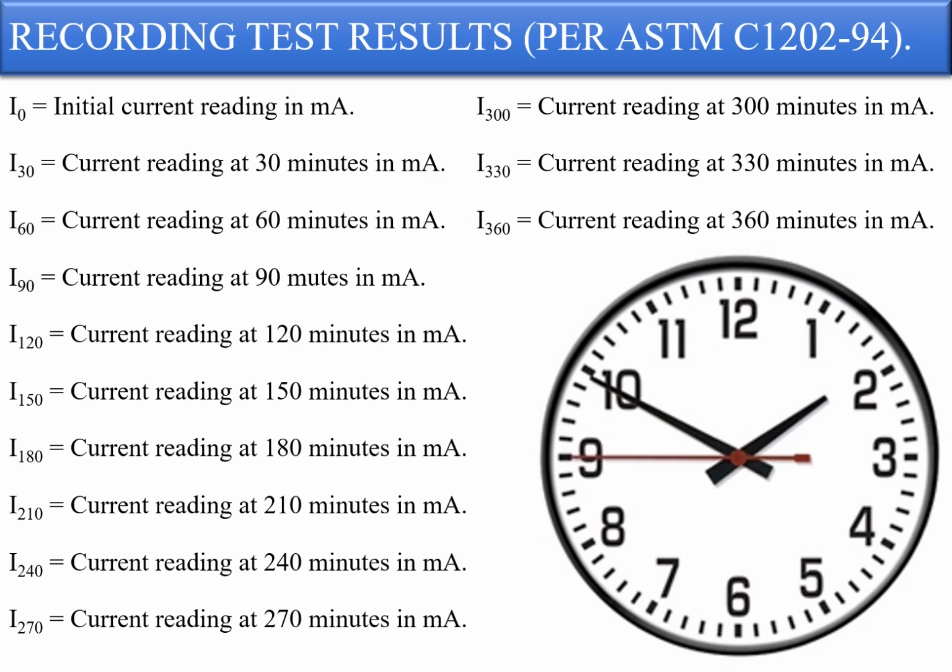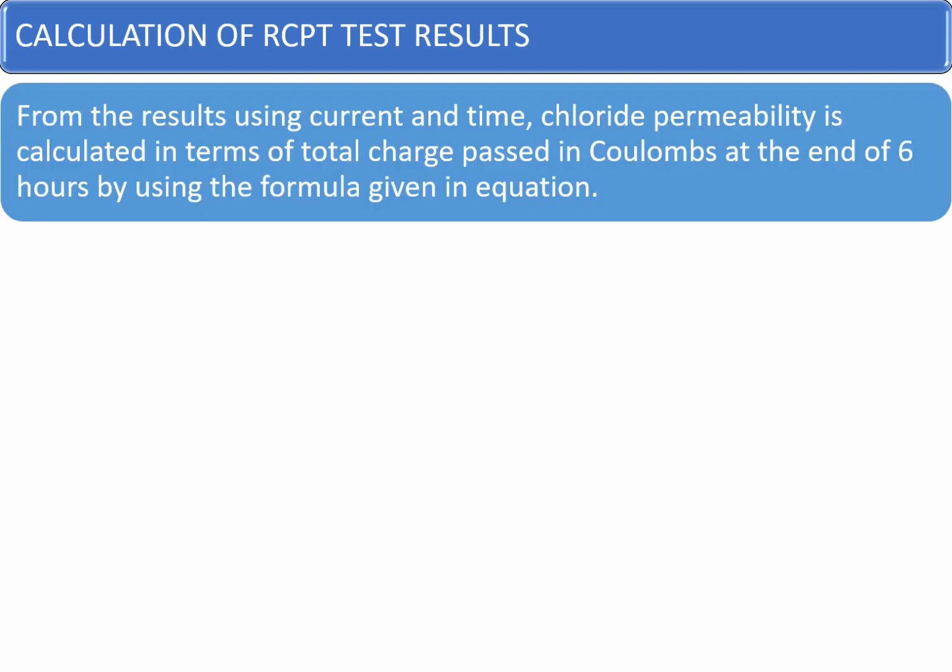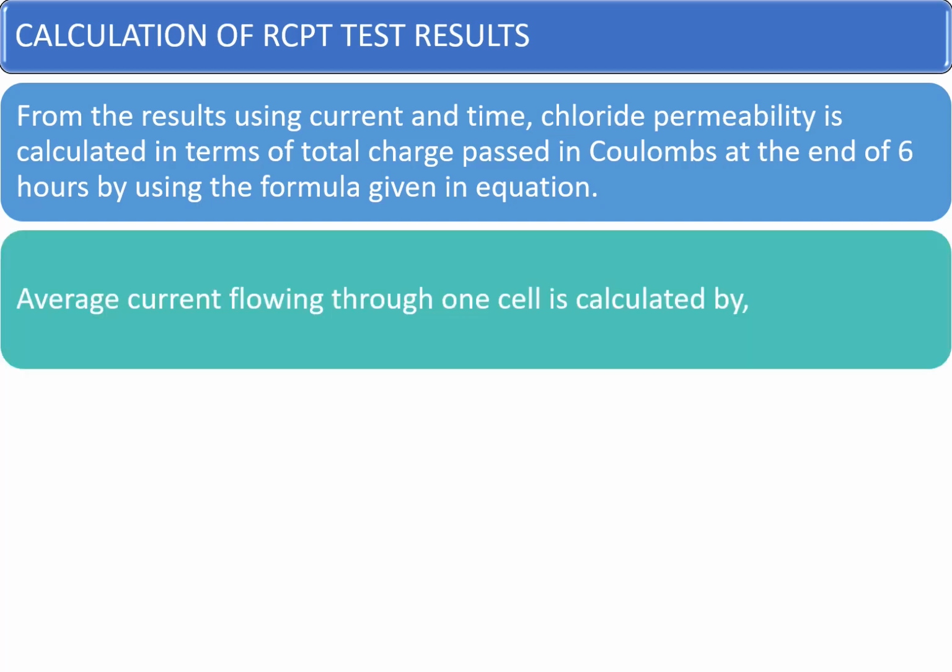So during this period, the current passed in milliamperes is being measured and recorded. Once that is recorded, the calculation is done using the formulas. From the results, using the current and time, chloride permeability is calculated in terms of the total charge passed in coulombs at the end of the 6 hours, by using the formula given in the equations.